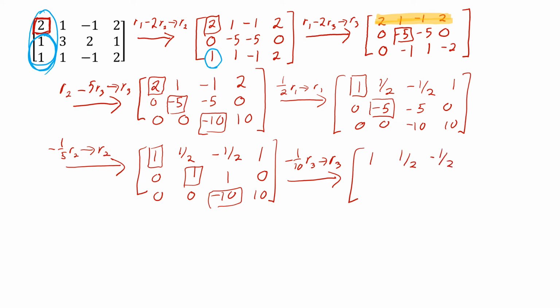1, 1/2, -1/2, 1, 0, 1, 1, 0, and 0, 0, 1, -1. Note that now we've met the second condition of row reduced echelon form. It's in echelon form, and all of the leading entries are 1s. But what's left now is we have to turn everything above the pivot positions into 0s. And we haven't reached that yet. So let's start by rewriting our matrix here.